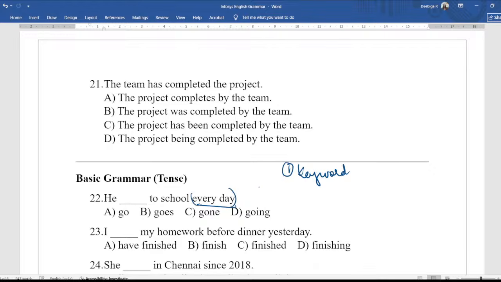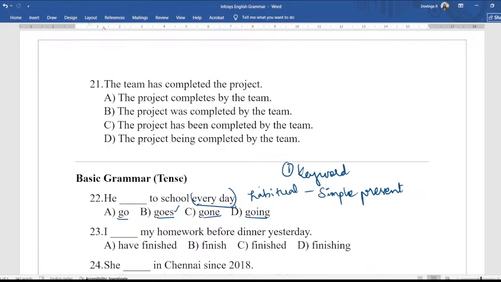So every day is a habitual action, right? Every day is habitual. It's a habit. So for habitual actions, you use simple present. And you see what is a simple present tense here. Go is simple present, nice. Goes is also a simple present, nice. Gone and going. Going is actually continuous.